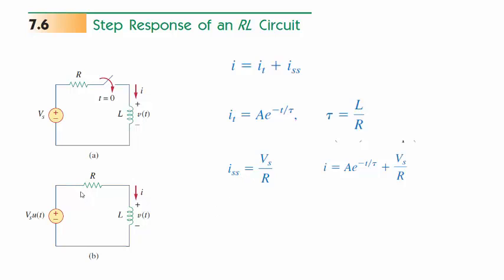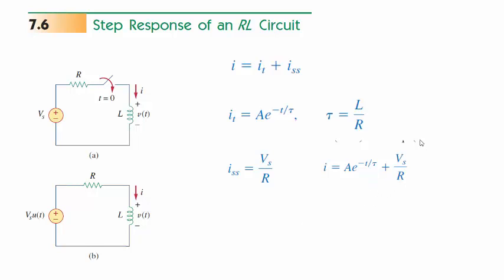What happens when a long time has elapsed here, and it's an inductive circuit? What happens is that this becomes a short. A capacitor becomes an open after a long time, but an inductor becomes a short after a long time has elapsed. So in the steady state, the current is going to be the source divided by the resistance, because this has become a short.